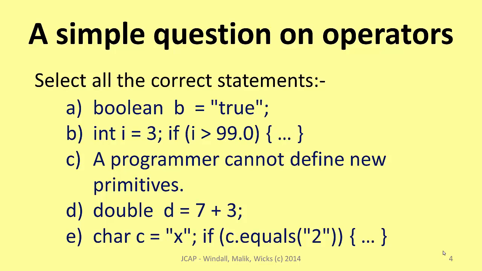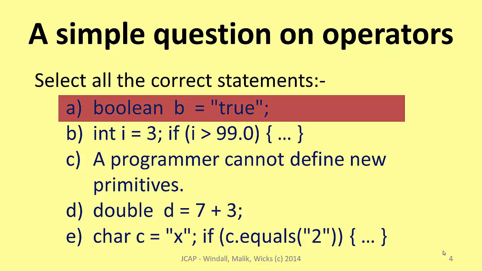Boolean b is equal to "true". That sounds as if it ought to be correct, but notice that true is in quotation marks. That means it's being looked at as a string, and you can't put a string into a Boolean variable. So that is wrong.